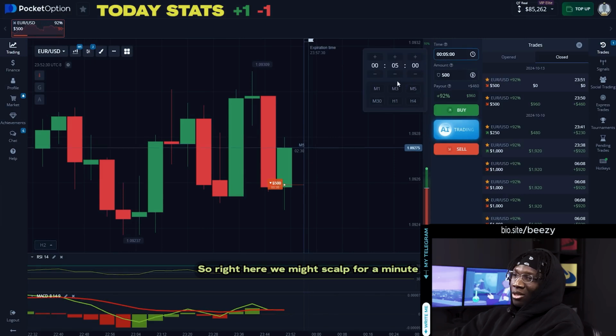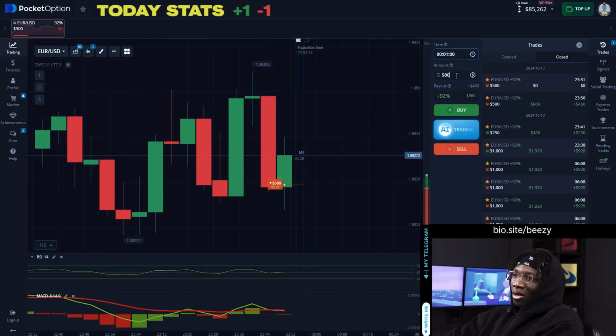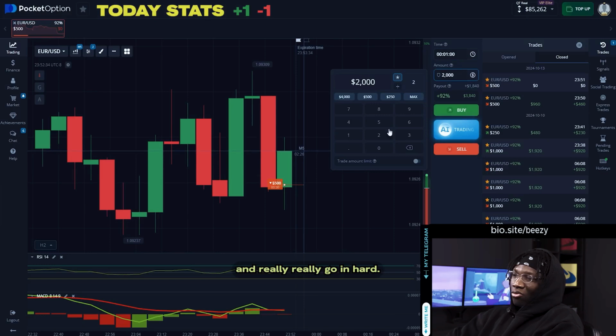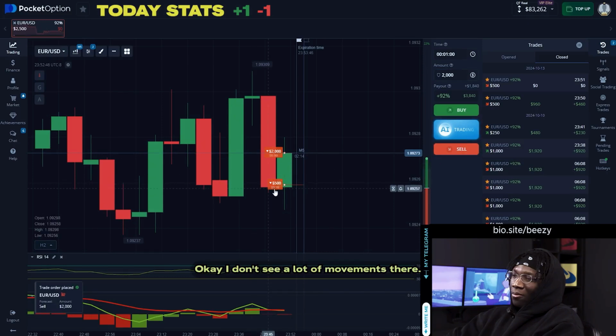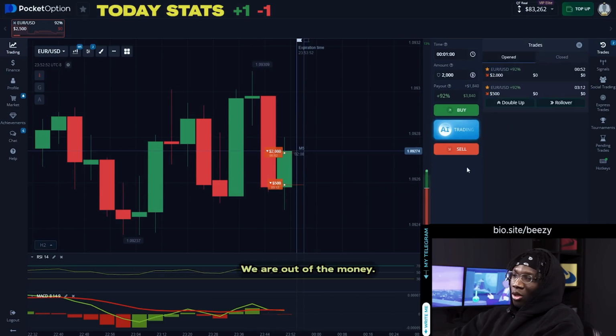So right here, we might scalp for a minute and really go in hard. Looking for a good point. Okay, I don't see a lot of movement there. So we're in for $2 for a minute. We are out of the money. Still got 3 minutes on a 500 trade.